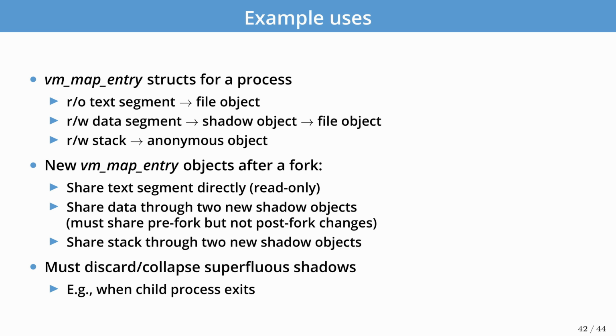So imagine in my example, I had a program I called fork. The stack is an anonymous object and it has a single shadow. The child process exits. When it exits, no one else needs that shadow anymore. We can take the anonymous object of the original stack and the shadow of the parent and merge them back in or collapse them just to reduce the amount of extra memory laying around in the system.